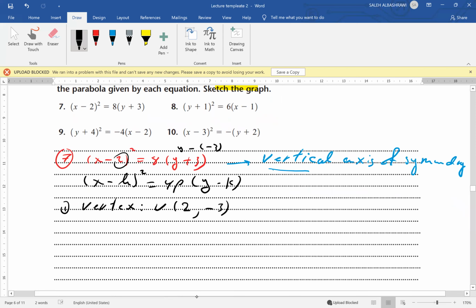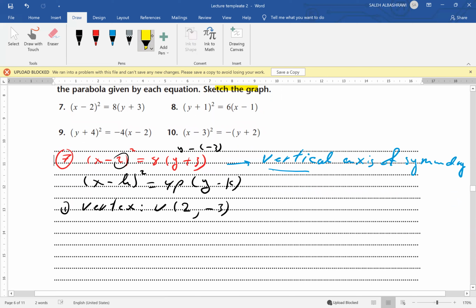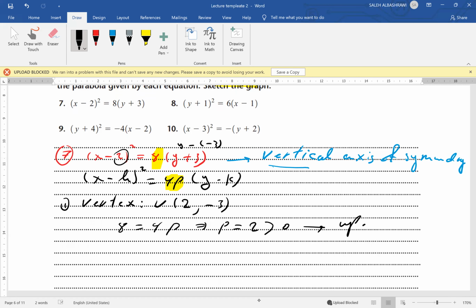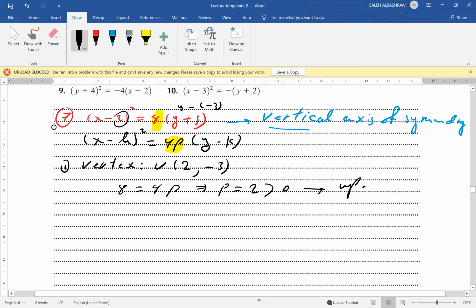And also we need to find the value of b. We have 8 and 4b. This must be equal. So to find the focus point, we say that a equal to 4b. That will give me p is equal to 2. This is greater than 0, which means the parabola opens up. From this one, we can find the focus point.